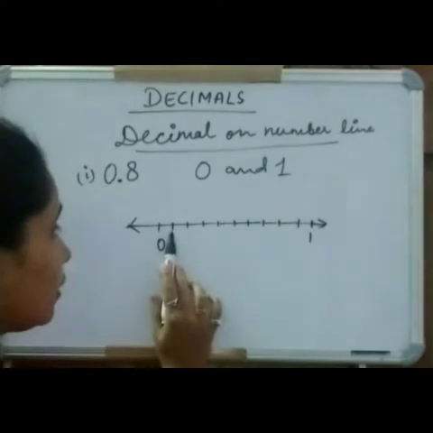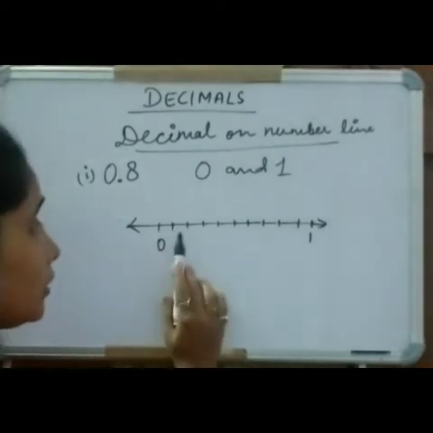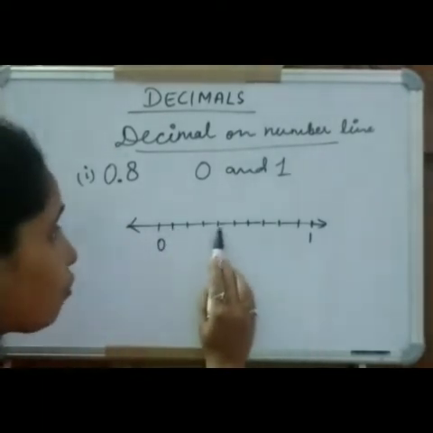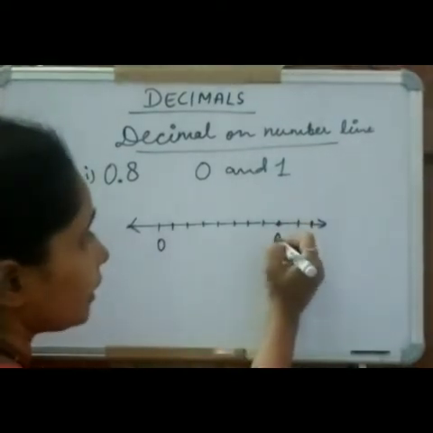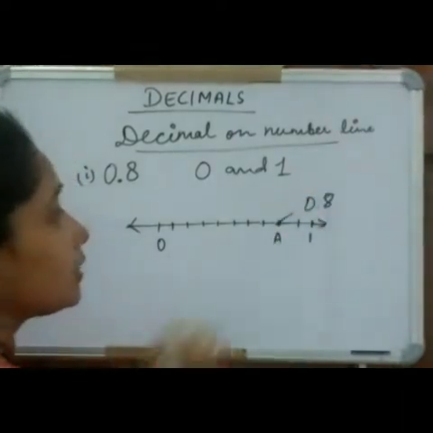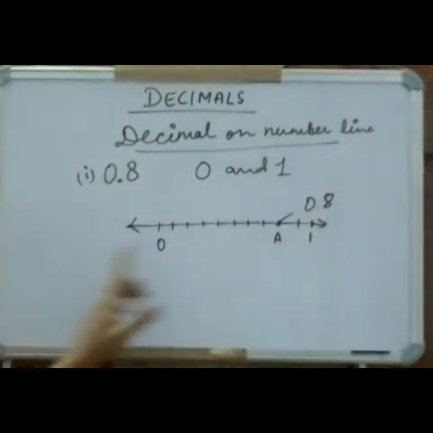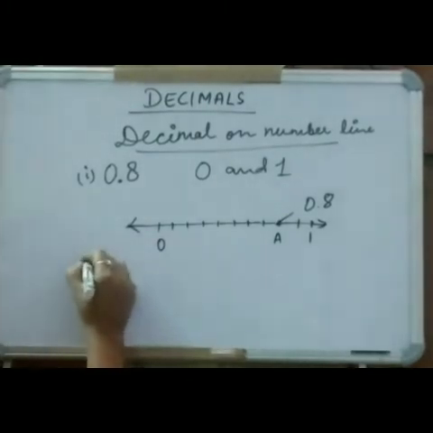Now this 0.8 is coming. We will count from here, 1, because this is 0. This is 1, 2, 3, 4, 5, 6, 7 and 8. So here it is. This number 8 is 0.8. Okay, this is 0.8.